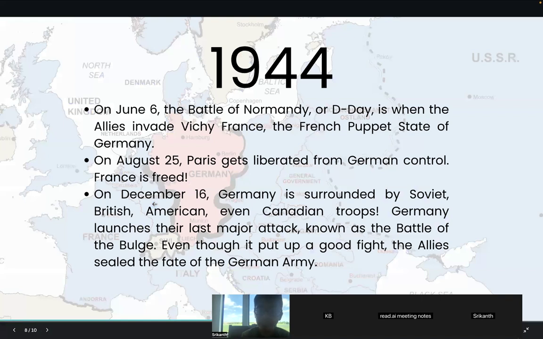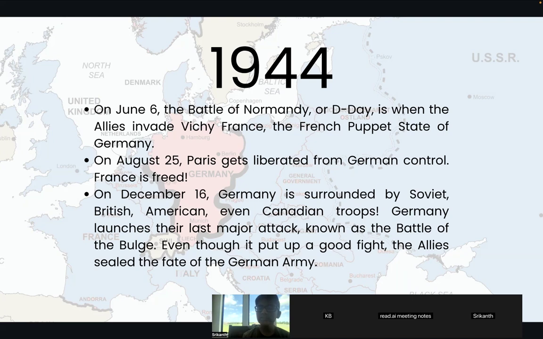In 1944, it's Germany's downfall. The USSR would push the Germans back, and on June 6th, the Battle of Normandy, or D-Day, is when the Allies invade Vichy France, or basically German controlled France. They would invade all of France to liberate it from German control. Now, on August 25th, Paris actually gets liberated from German control. France is freed and they can fight on the Allied side.